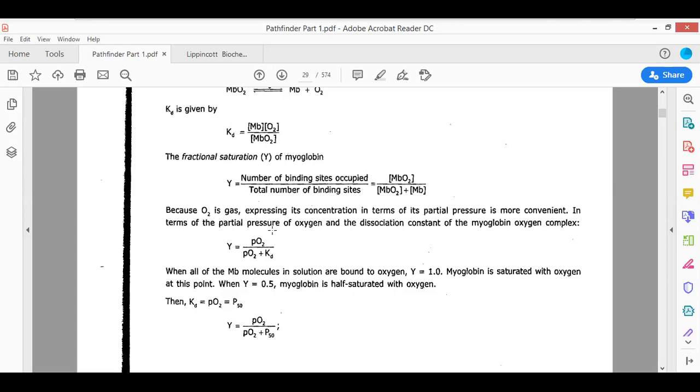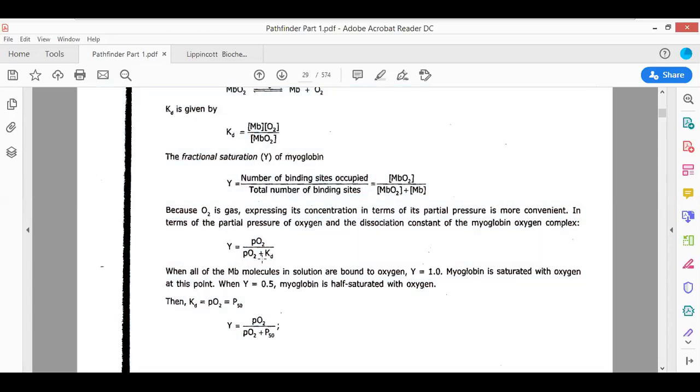कितनी बाइंडिंग साइट ऑक्युपाइड है वो ऑक्सीजन के ऊपर डिपेंड करता है ना. ऑक्सीजन होगा तो बाइंडिंग साइट ऑक्युपाइड है, ऑक्सीजन नहीं होगा तो बाइंडिंग साइट ऑक्युपाइड नहीं है. See, if there is oxygen, the binding site is occupied. If there is no oxygen, the binding site is not occupied. So this value clearly depends upon the presence of oxygen. So here it is PO2.